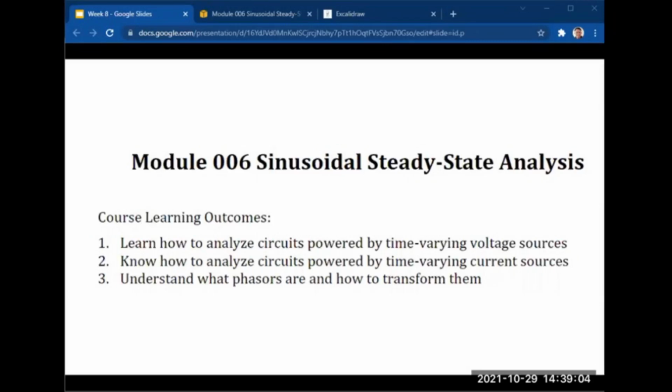So this refers to our source, voltage source and current source, AC, of course. For the learning outcomes of this module, we have 3. First, learn how to analyze circuits powered by time-varying voltage sources. Number 2, know how to analyze circuits powered by time-varying current sources. And number 3, understand what phasors are and how to transform them.